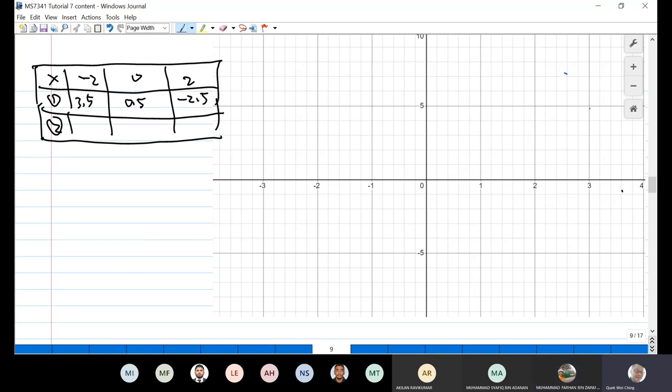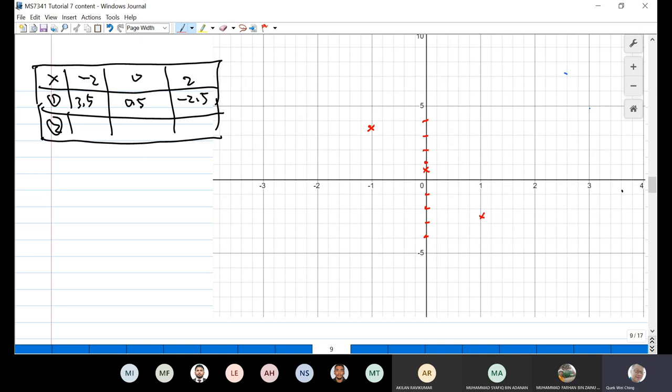So let's plot them. So minus 2, 3.5. So 1, 2, 3, so this is 1, 2, 3, 4, 5, right? 3.5 is somewhere here. Then 0, 0.5 is somewhere here, in the middle. And 2 and minus 2.5. So this is minus 1, minus 2, minus 3, minus 4, minus 5, right? Minus 2.5 is somewhere here.